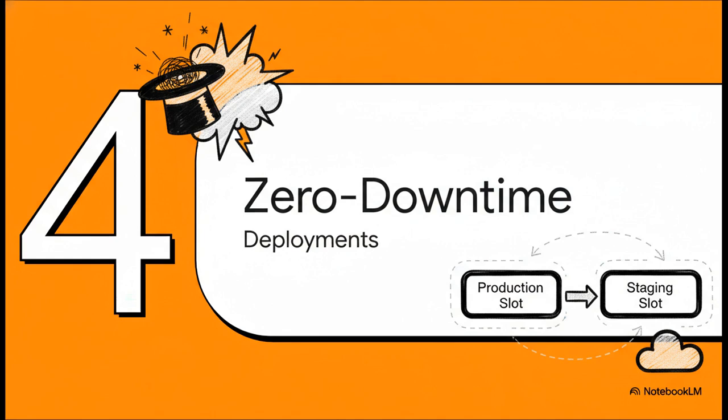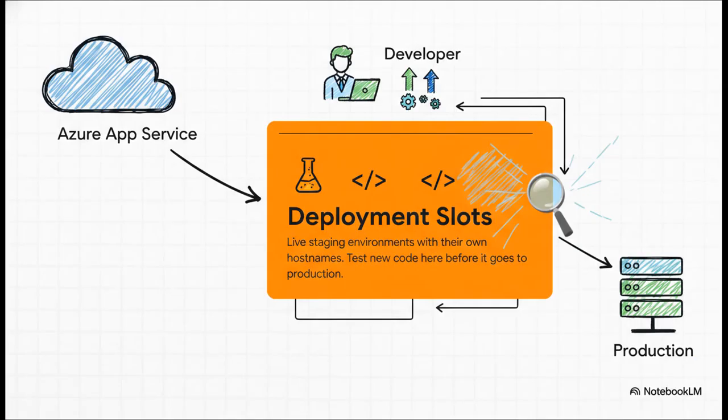Okay, now for what I think is the real magic trick. How do you update your live running application without your users noticing a single thing? This is done with an incredible feature on the premium plans called deployment slots. So just think of a deployment slot as a perfect clone, a duplicate of your production environment. It gets its own web address, and you can deploy your new code directly to this staging slot. You can test it, hammer on it, make sure everything is perfect, all while your real users are happily using the stable, live version, completely unaware.